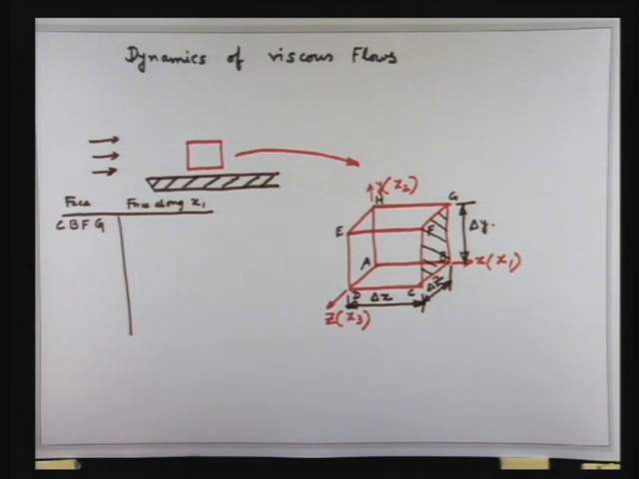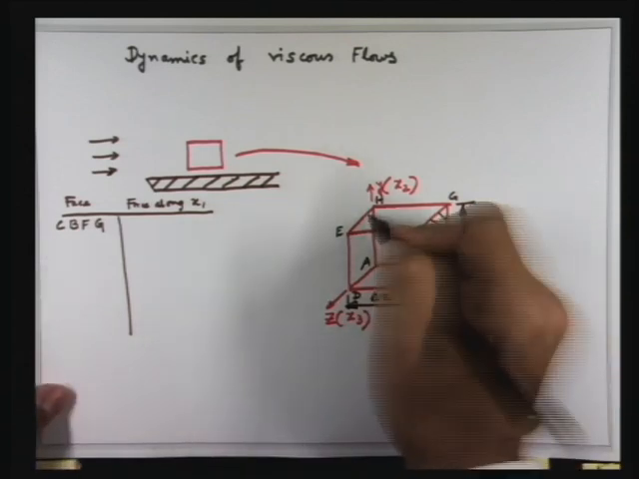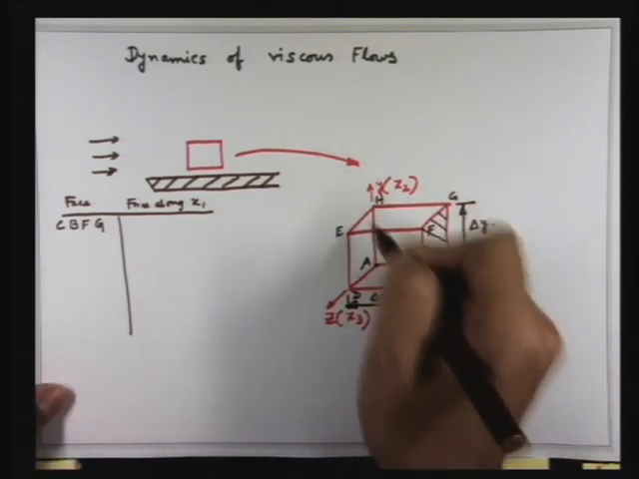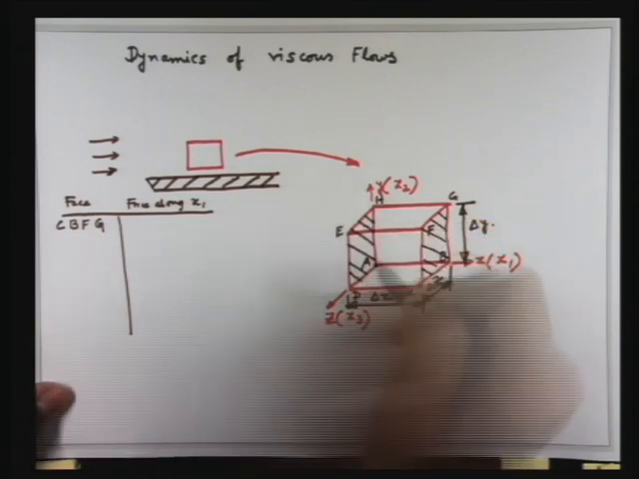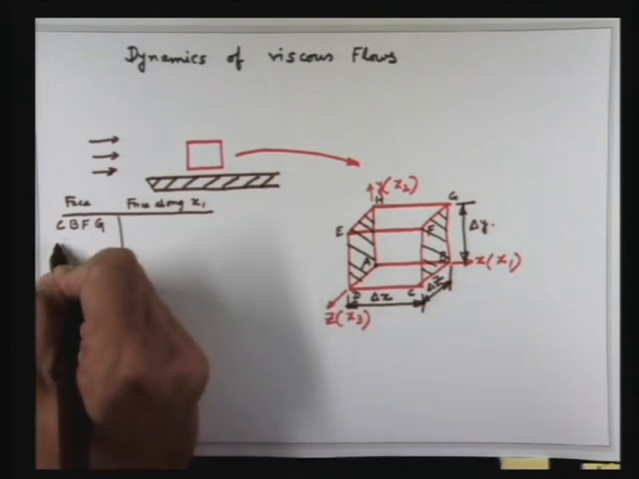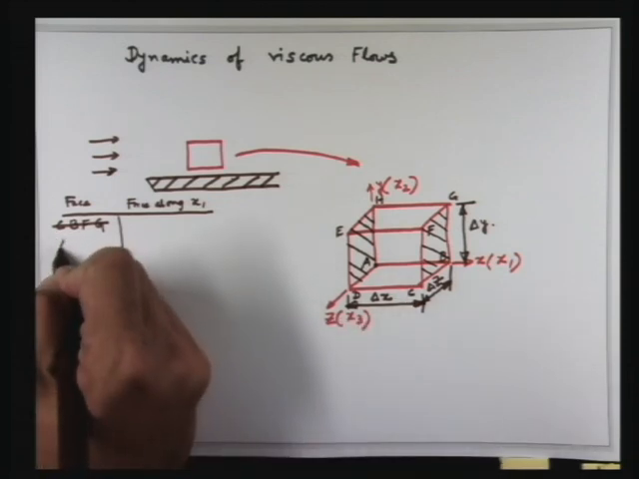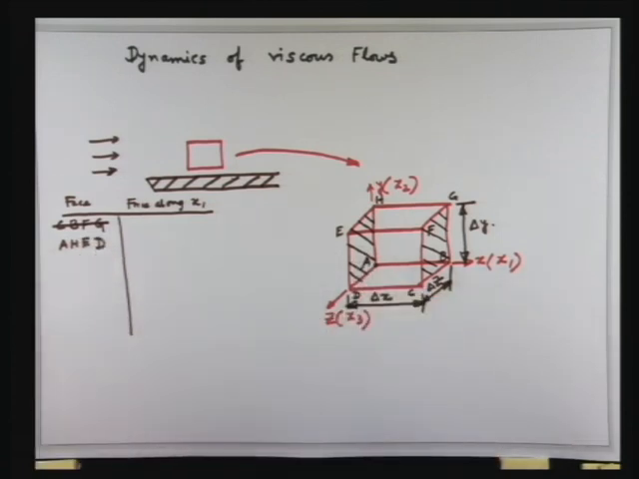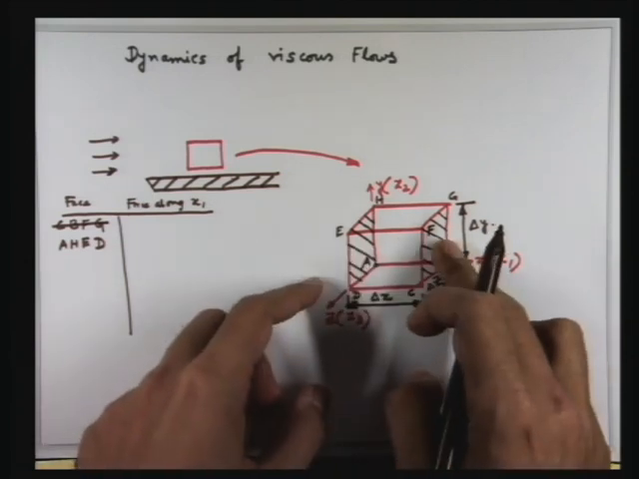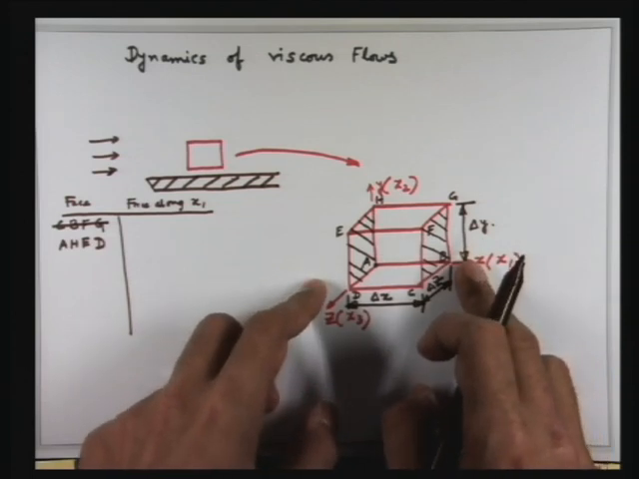We can express it better. Before we express the force acting on the face which is located at x plus delta x, that is CBFG, we will be doing the other one, that is AHED, the left face. The reason is that this is x plus delta x. So we will first handle x and then we will handle x plus delta x so that we can use the Taylor series.